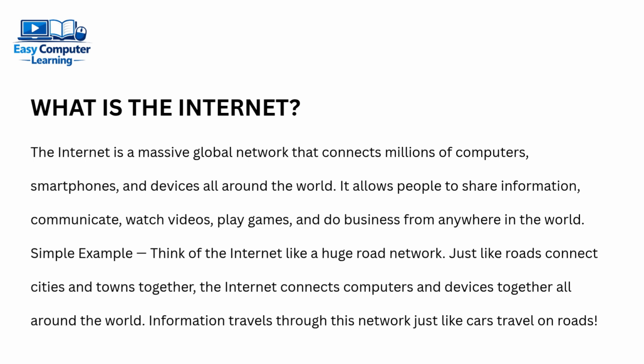What is the internet? The internet is a massive global network that connects millions of computers, smartphones, and devices all around the world. It allows people to share information, communicate, watch videos, play games, and do business from anywhere in the world. Simple example. Think of the internet like a huge road network. Just like roads connect cities and towns together, the internet connects computers and devices together all around the world. Information travels through this network, just like cars travel on roads.